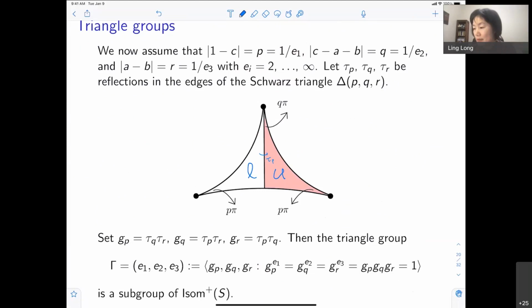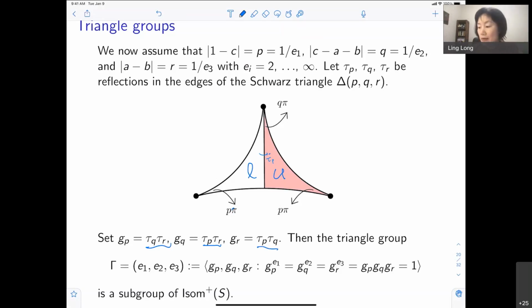If we use the reflection for P corresponding to this edge in the middle, we can do a reflection around this corresponding edge. We get an isometry of the upper half plane. In this particular case, of course, reflection is not orientation preserving, so we need products of them to get something which is orientation preserving. So you use these three generators. One is GP, attained by the product of two reflections. When you raise it to the E1 power, because of the nature of how it's obtained, you get the identity.